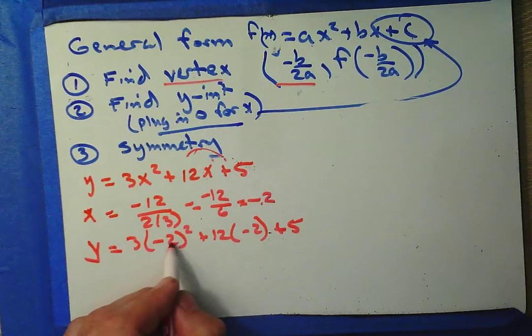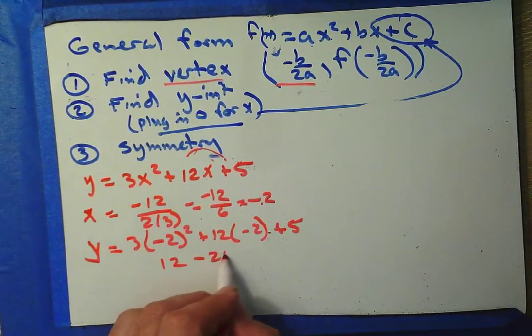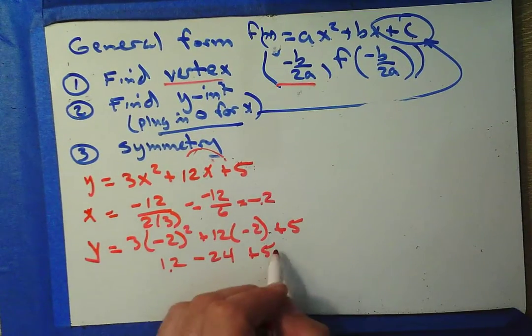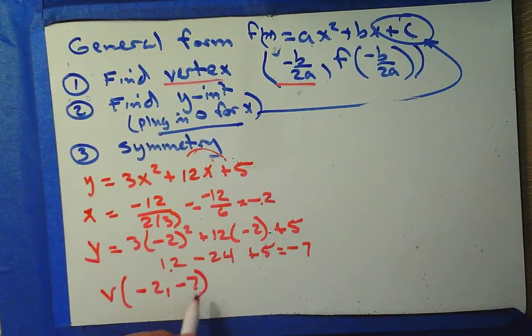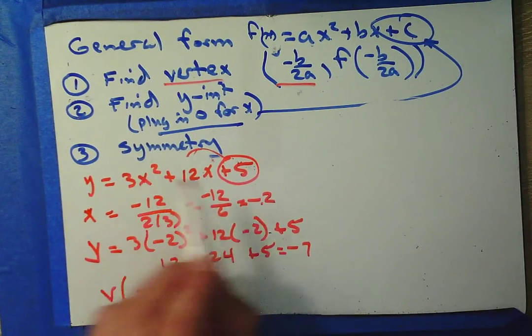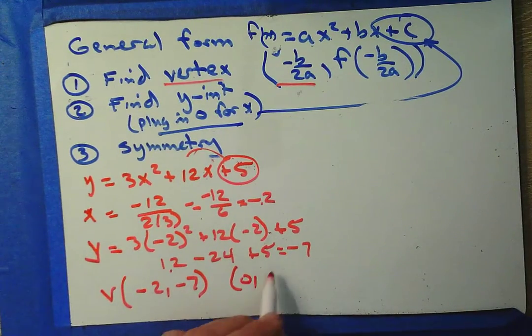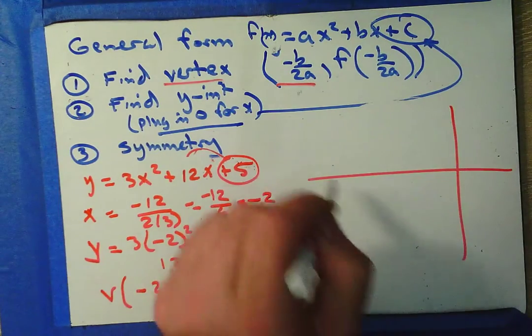So negative 2 squared is 4. 4 times 3 is 12. Here I have negative 24. Here I have plus 5. So negative 12 plus 5 is negative 7. The vertex is located at negative 2, negative 7. We can see that the y-intercept is 5. When I plug a 0 in here and a 0 in here, I get 5. So we know we're also going to pass through 0, 5. Okay, well, let's graph this.